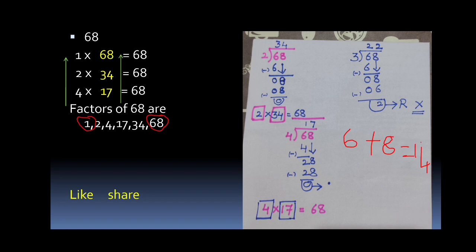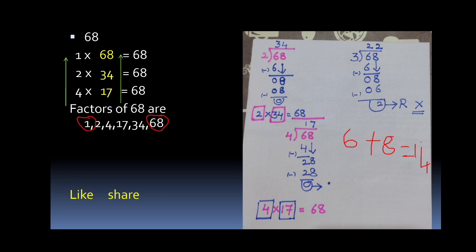And here, if you don't know whether 2 is a factor of 68 or not, then we will take 68 and divide it by 2. You know the division. If we get the remainder as 0, then our number is a factor. Here I have divided 68 by 2, I got the remainder as 0. That means 2 is a factor of 68. 2 into 34 gives 68.